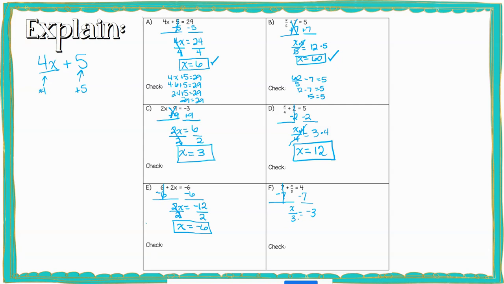To get x by itself, I need to get rid of this 3. I see that x is being divided by 3, so I'm going to use the inverse of dividing by 3, which is multiplying by 3 on both sides. These 3's will cancel to leave me with x equals, and then negative 3 times positive 3 is negative 9. So that means x equals negative 9.